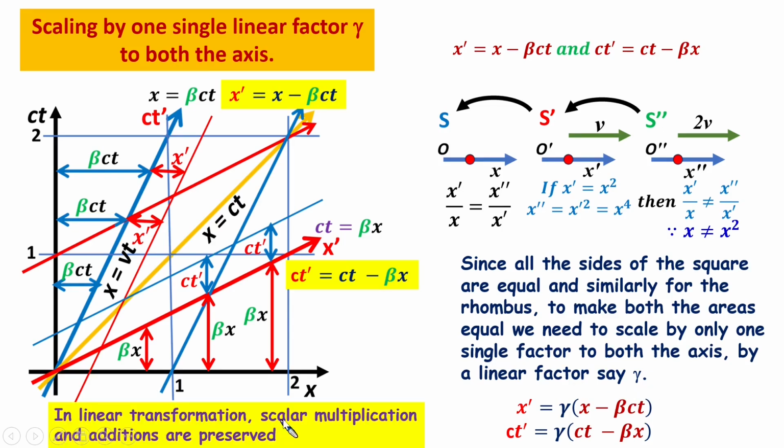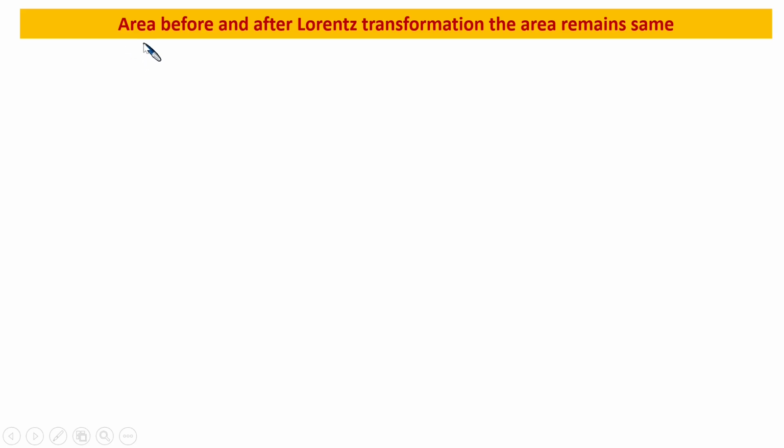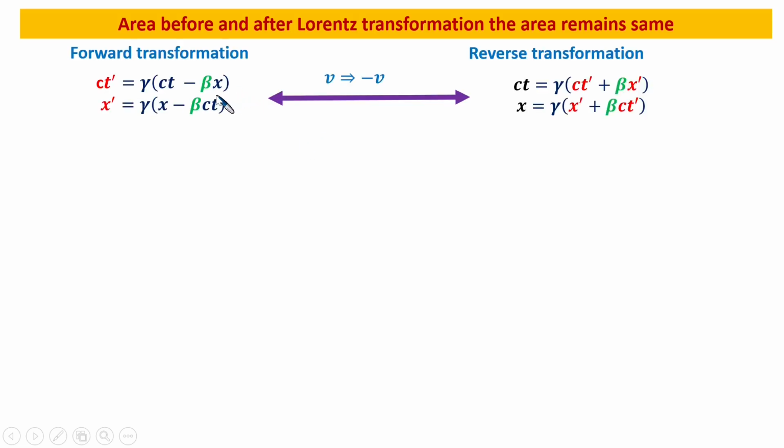In a linear transformation, scalar multiplication and additions are preserved. As I mentioned, what is the area before and after the Lorentz transformation? The area remains the same, the area of the square and the rhombus. So this is the forward transformation, and I change the velocity v to minus v, as we discussed earlier, so the sign changes to plus.